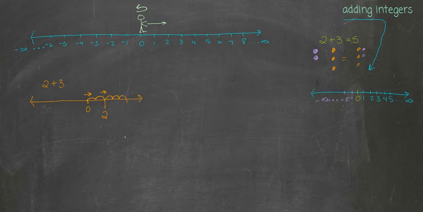1, 2, 3. But where am I now? I'm at 1, 2, 3, 4, 5. I'm standing at the number 5, and so 2 plus 3 equals 5. So this is the difference between adding integers and counting things.